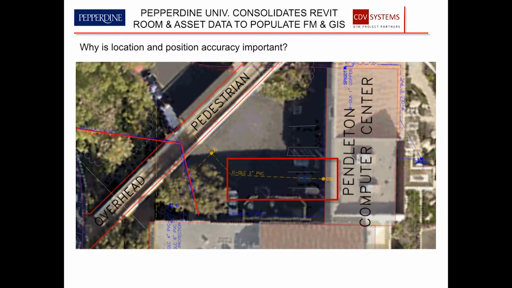Why is location and position accuracy important? Somebody's going to dig here. Somebody has already dug here. I think DGT is here. I've utilized their services. This is their map. I'm trying to enhance what we're doing, taking a lot of this information with the help of CDV to bring this to a realization and share this information.